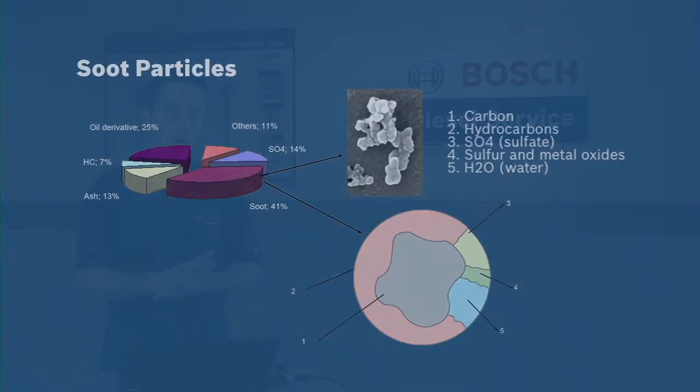And within that soot particle, we have lots of different materials that make up the soot particle. Part of the carbon, the hydrocarbons, the sulfate, the sulfur and metal oxides, water, ash, oil derivatives, all these different particles are incorporated into the soot molecule itself. And those soot molecules themselves have got to be trapped inside of a filter.